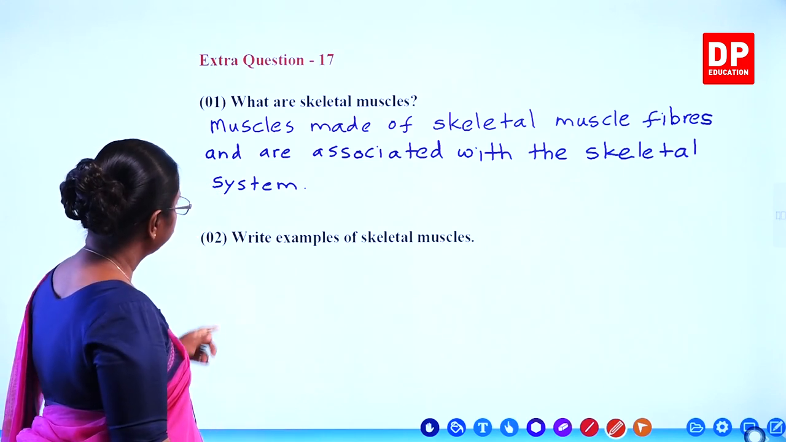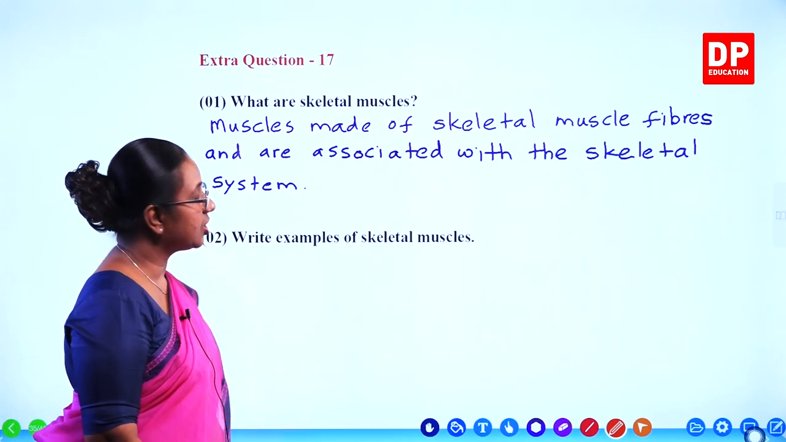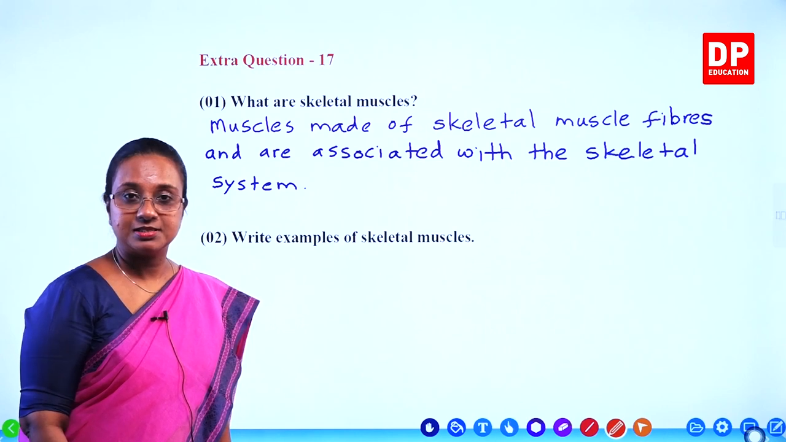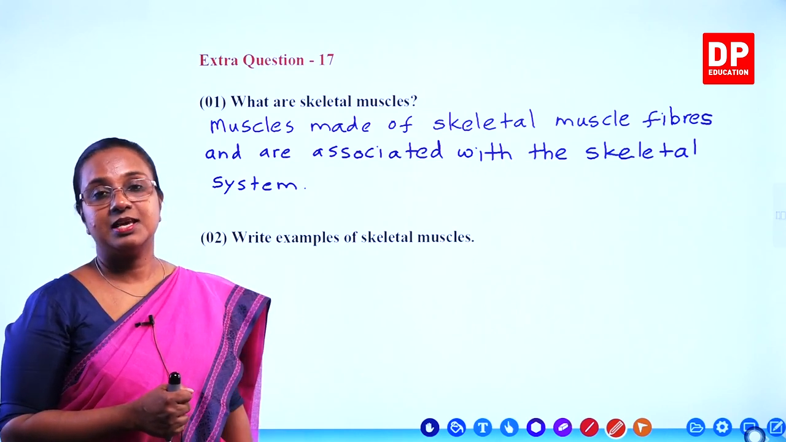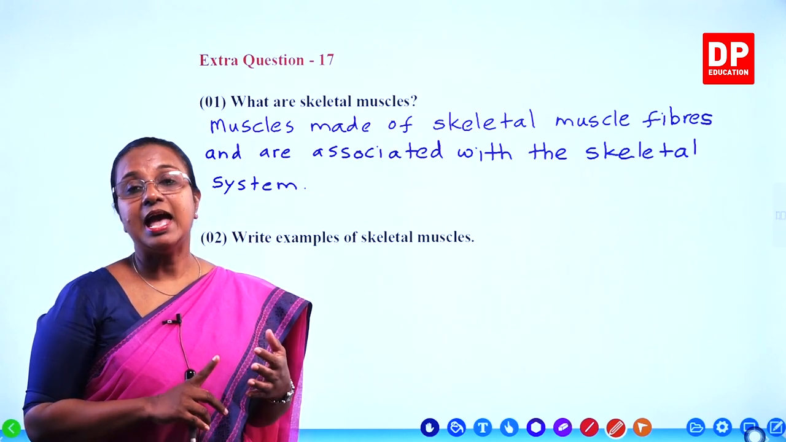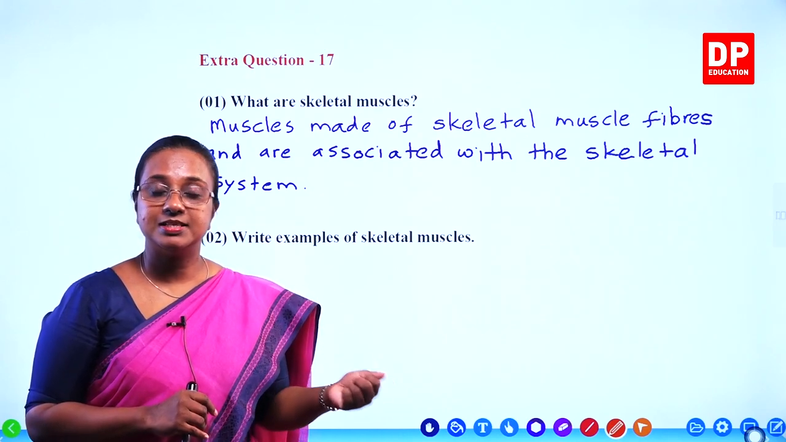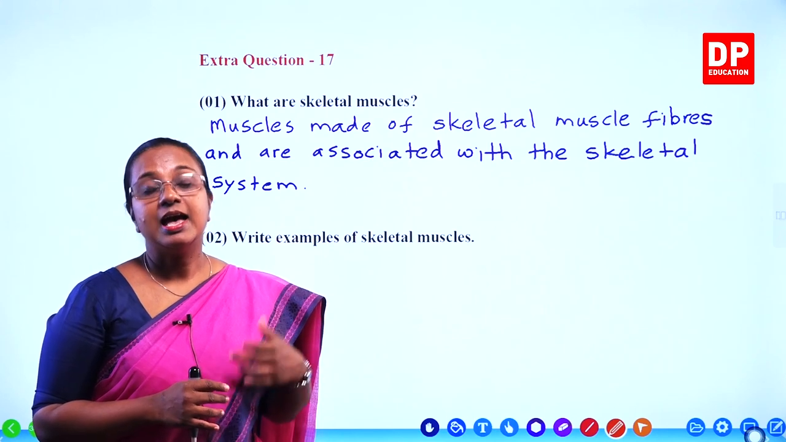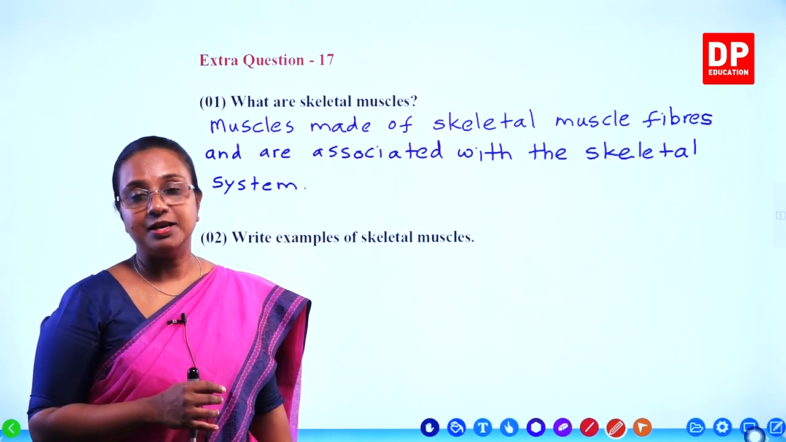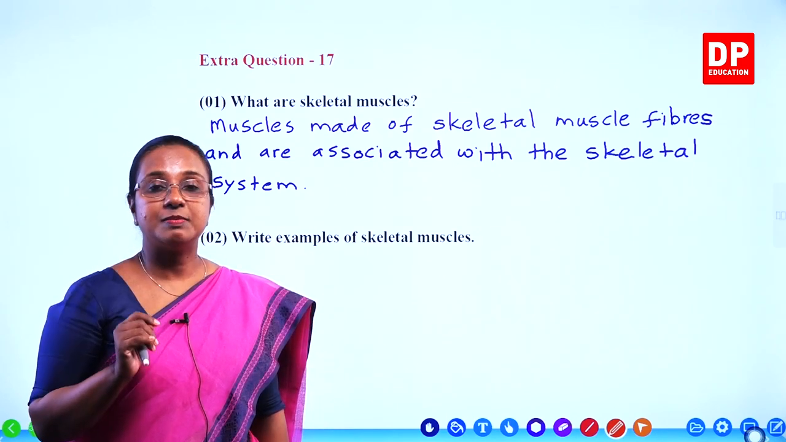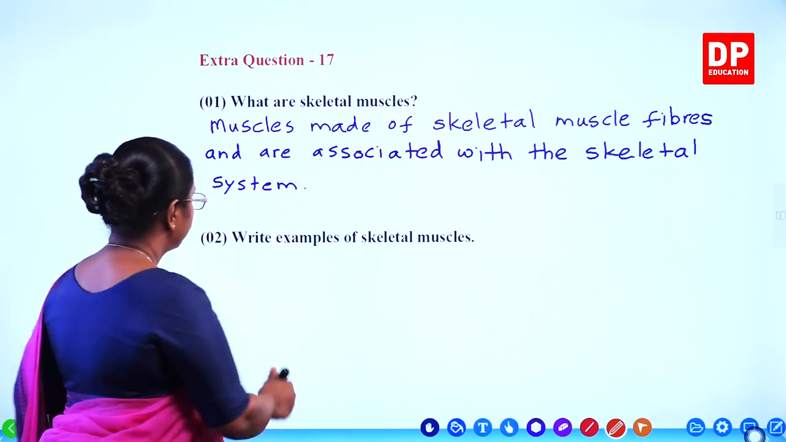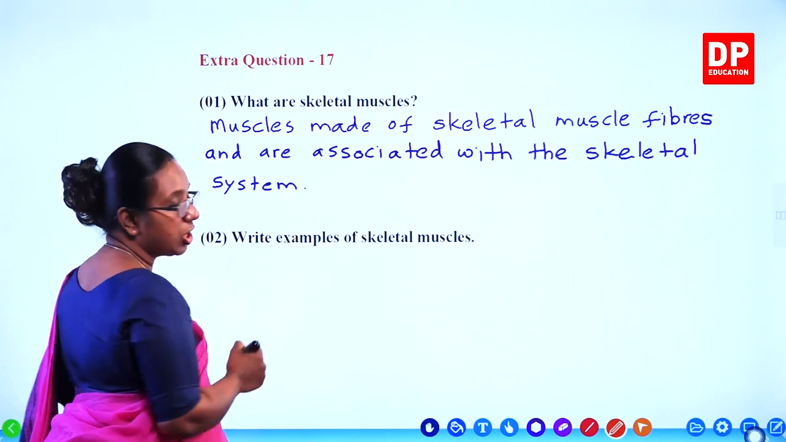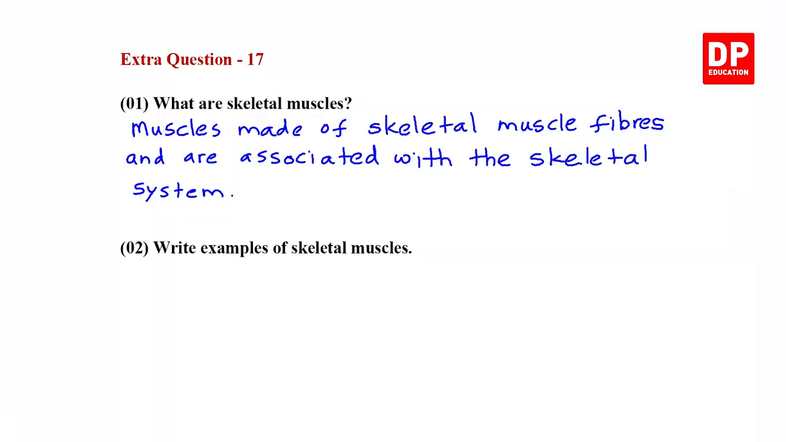Next question. Write examples of skeletal muscle. You all know where you can find skeletal muscles. The bicep muscle and the tricep muscle present in the hands. And also the leg muscles and facial muscles are all skeletal muscles. So here I will write all the examples.